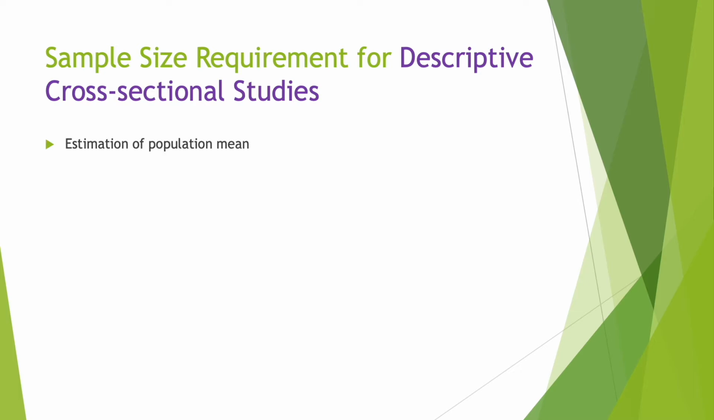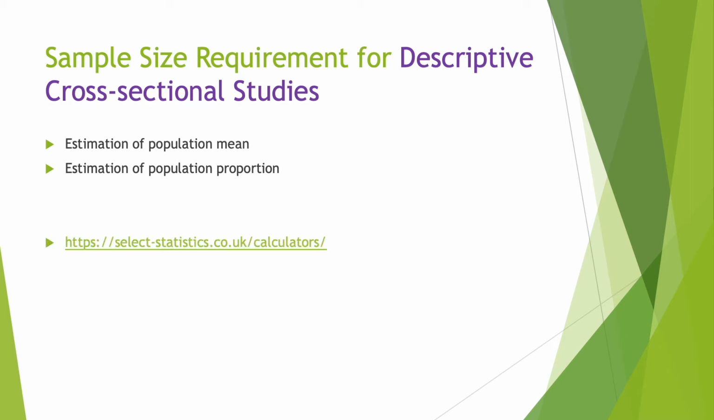You'll have descriptive cross-sectional studies with a general objective of either estimating the mean of a continuous variable in a population or estimating the proportion of a characteristic in a population. I will be giving you examples of this in a few moments. But first, I would like you to access this website, which contains calculators for computing the required sample sizes given the above two scenarios.